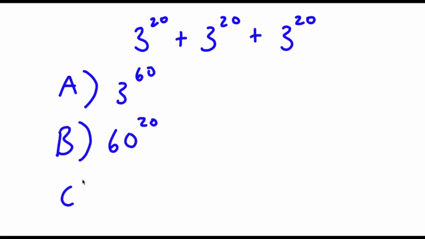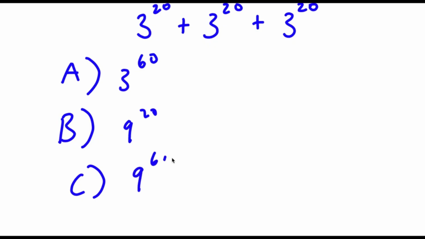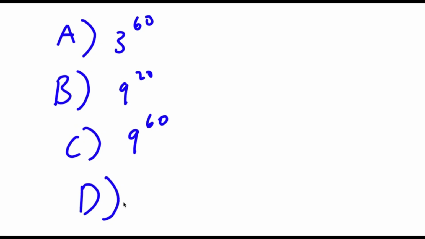For answer choice B, I have 9 to the power of 20. For answer choice C, I have 9 to the power of 60. And for answer choice D, I have 3 to the power of 21.